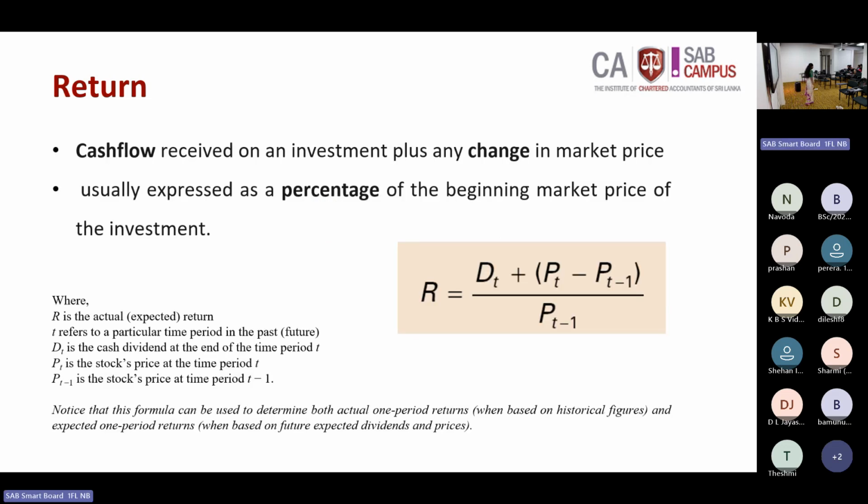We are basically calculating the return of the securities, that means ordinary shares. Now we are focusing on investment in shares. If we invest in the shares, what would be our returns? That is basically discovering the risk and return of the securities or shares. If you invest in the shares, in return, what are the things you can get?